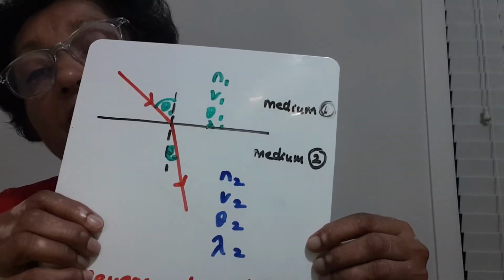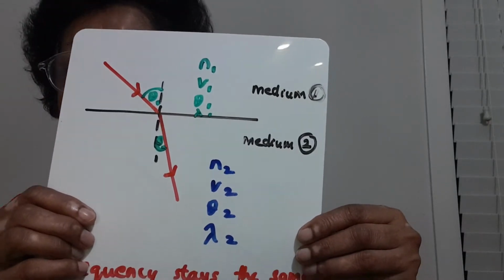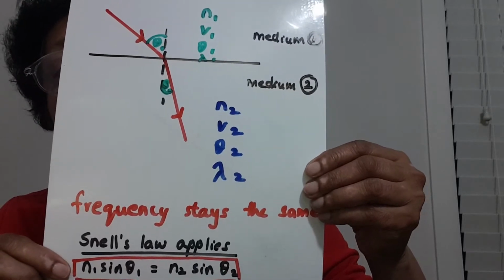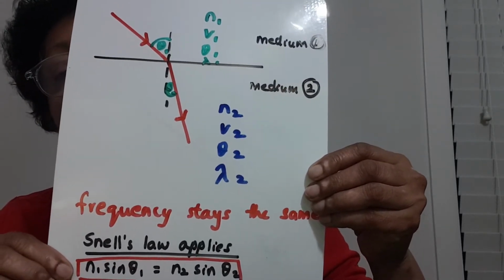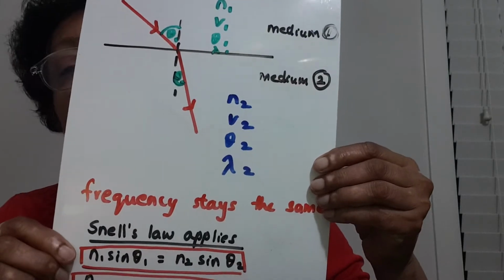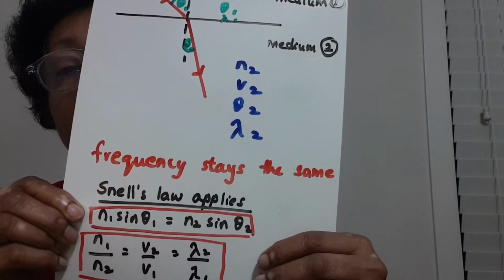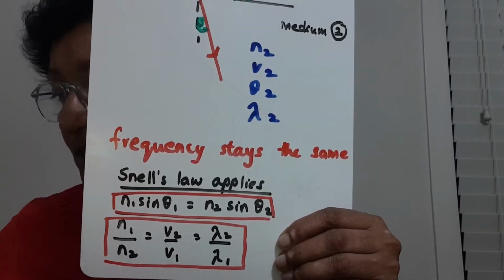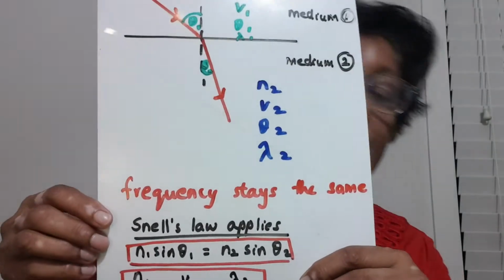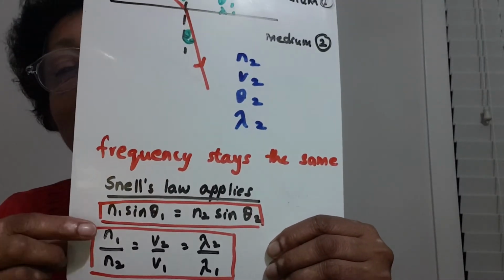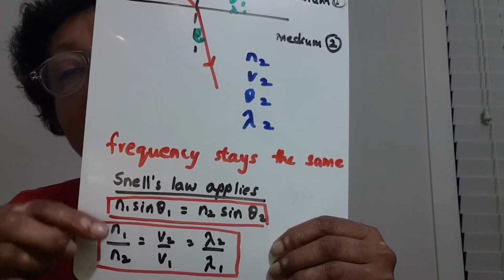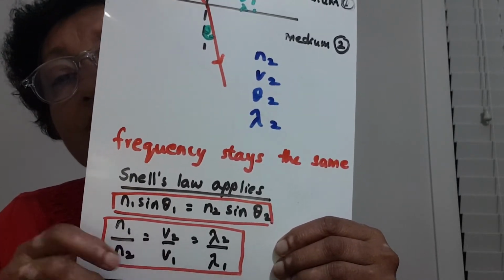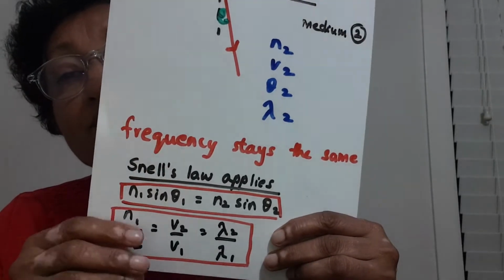Based on this, just like you did for light, Snell's law holds good. Snell's law was n1 sine theta 1 equals n2 sine theta 2. And then you have a few more relationships over here. It is given in your blue books. Where is the blue book? Oh, it's somewhere away. Okay, you also find on the cover page of your blue books these formulae: n1 over n2 equals v2 over v1 equals lambda 2 over lambda 1. So that's given as well.